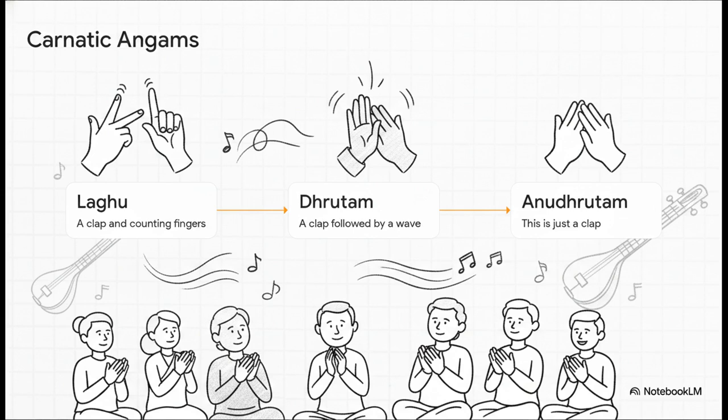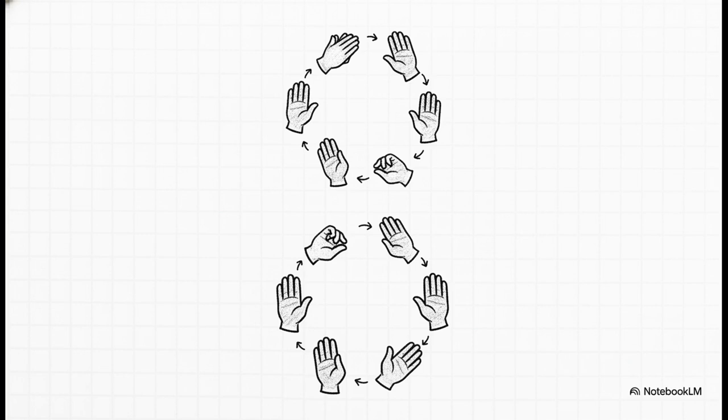Literally, if you sit in an audience in South India, you will see people in the crowd keeping the beat using these exact hand gestures. So, how do these hand movements actually come together? Well, they combine to form complete, repeating rhythmic cycles called avartanams.